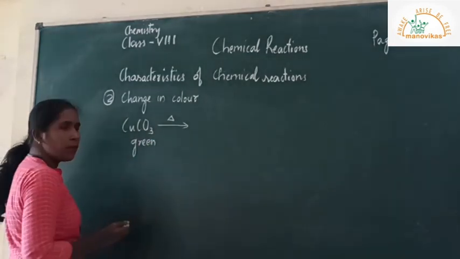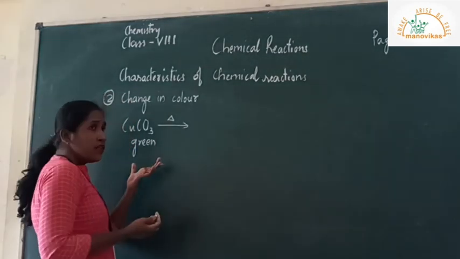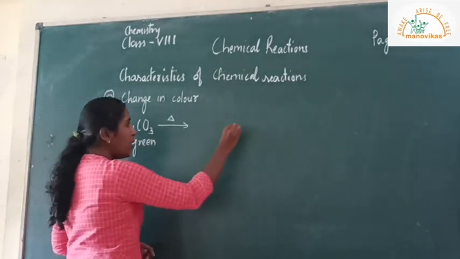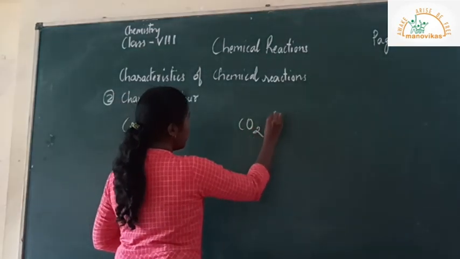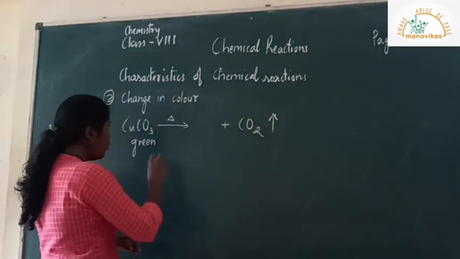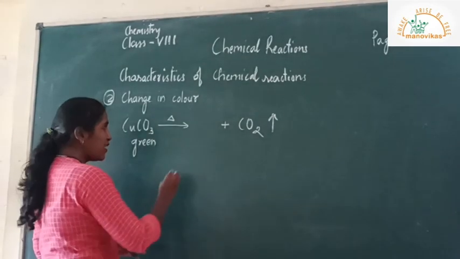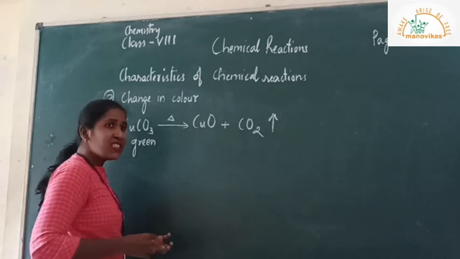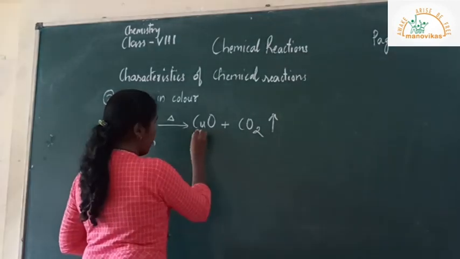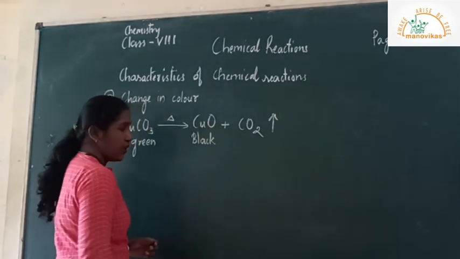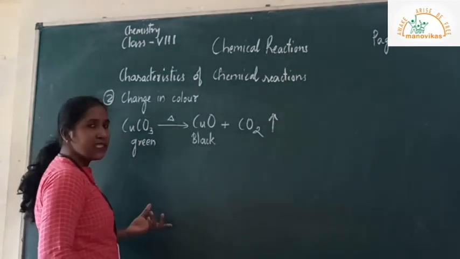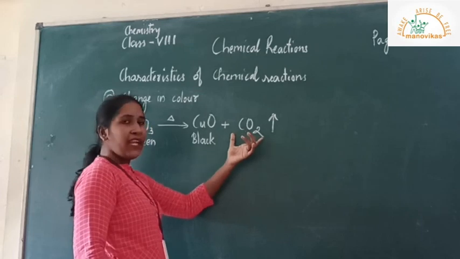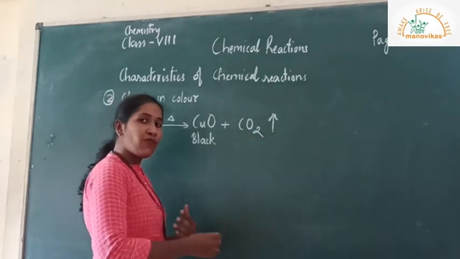Okay. So when this copper carbonate is heated, which gas is going to evolve out? Yes, it is carbon dioxide gas. So the carbon dioxide gas will be evolved out, and what are you going to remain with? Correct. It's copper oxide. So what is the color of copper oxide? It is black in color. Okay. So when copper carbonate is heated, what we get is copper oxide, which is black in color, and carbon dioxide gas will be evolved out.